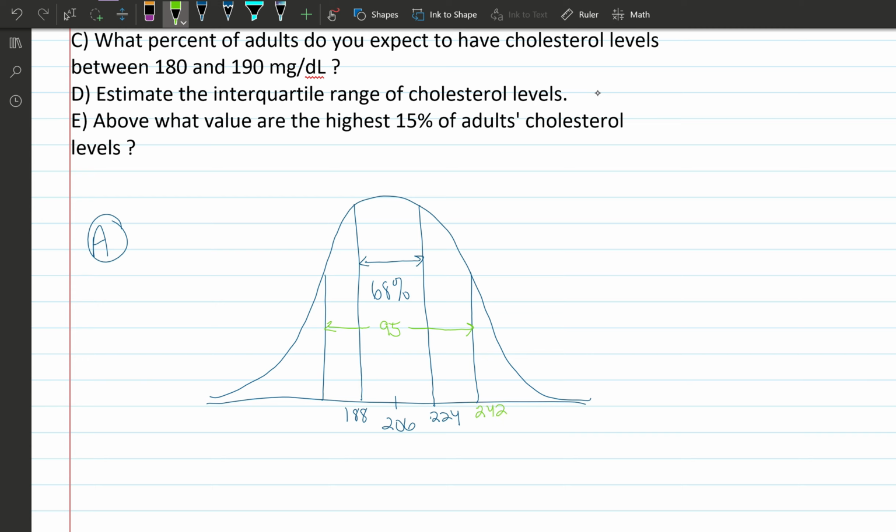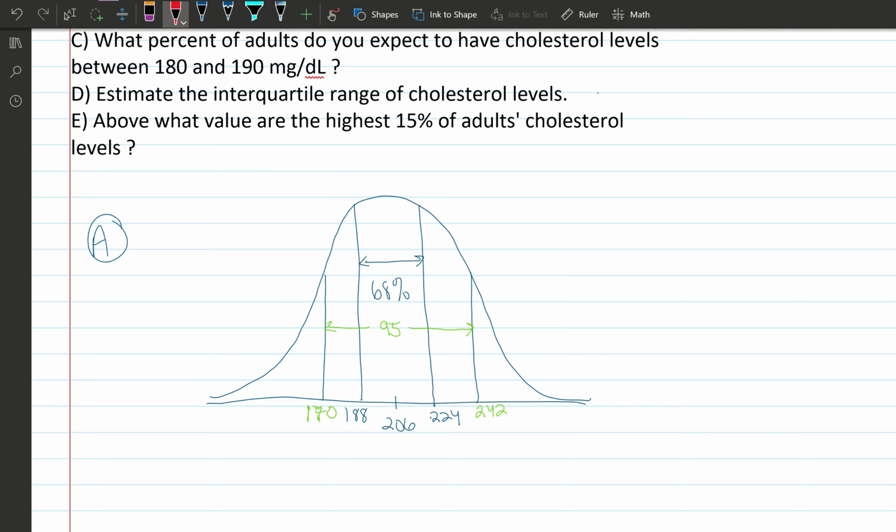Right? And we want to do the same thing with 206 and then subtract 2 times the 18. So doing that calculation, we get 170. So we can say that 95% of the values fall within two standard deviations. That's between 170 and 242.